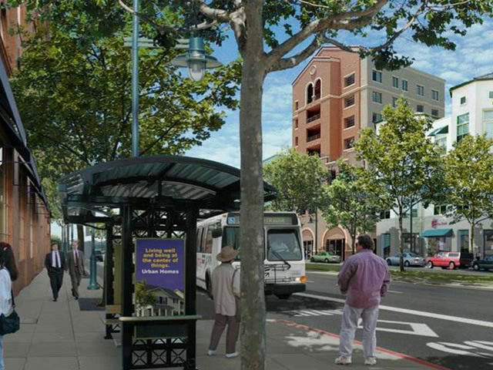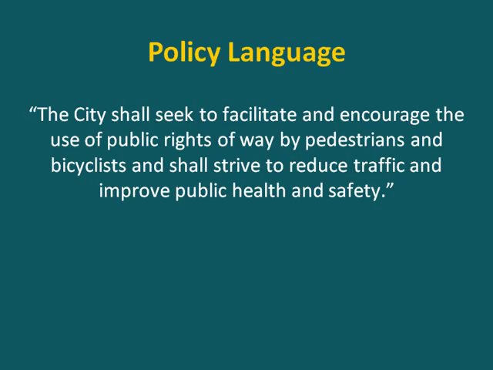So as I said, a lot of communities have incorporated complete streets type language into their general plan. Here's one example of what that language might look like, and this is taken from one of the first general plans we reviewed many years ago on complete streets. It says the city shall seek to facilitate and encourage the use of public rights-of-way by pedestrians and bicyclists, and shall strive to reduce traffic and improve public health and safety. Well, that's pretty good language, but it says that the city shall seek to facilitate and encourage, and I'm not really sure what that means.